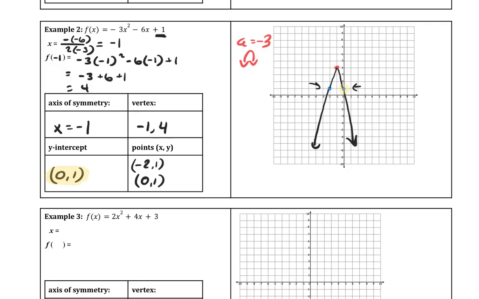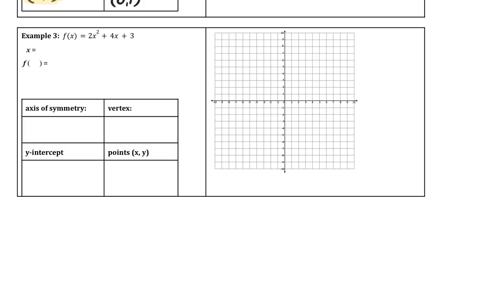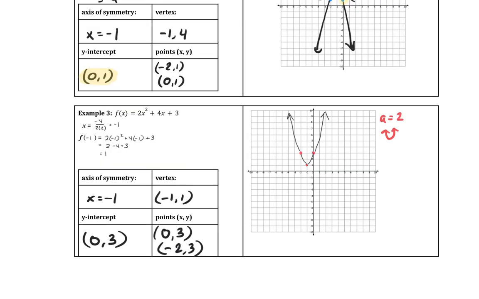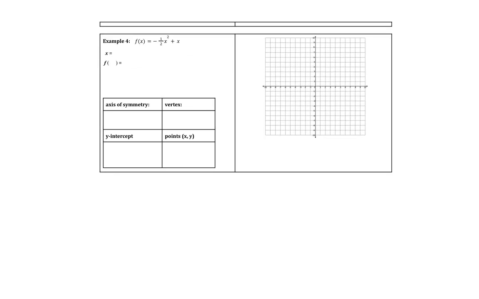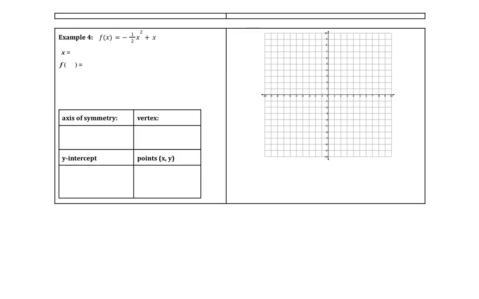Okay. I want you to try this third one on your own, pause it, and then check back with me. So there you go. You got your vertex, you got your axis of symmetry, you've got your y-intercept and your points. Okay, next page. Oh, we just have one more. Why don't you pause this, go ahead and do it, and check your work against mine.